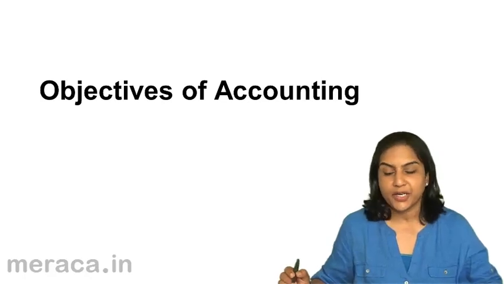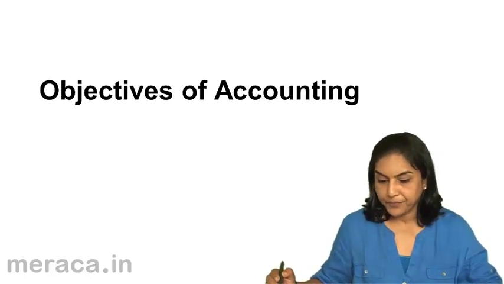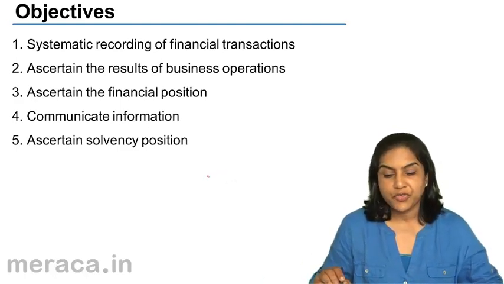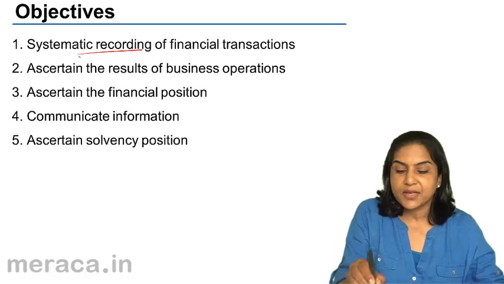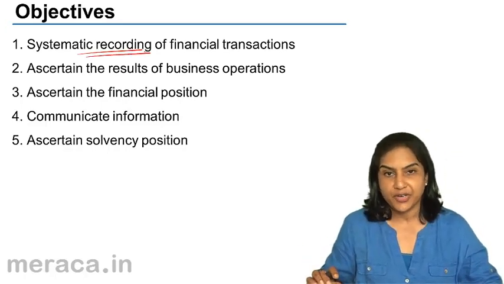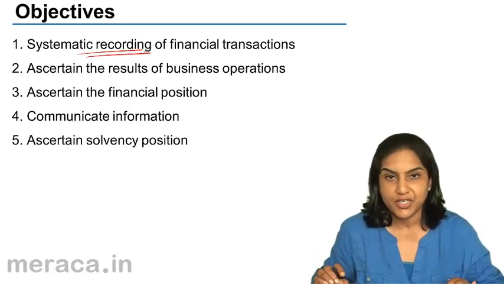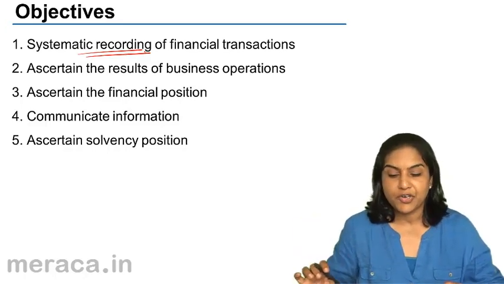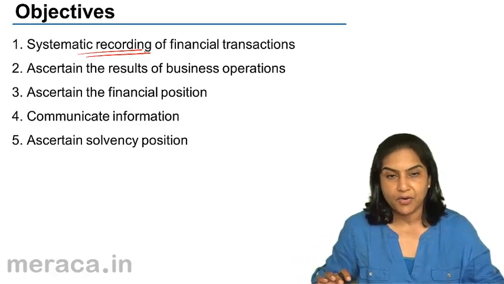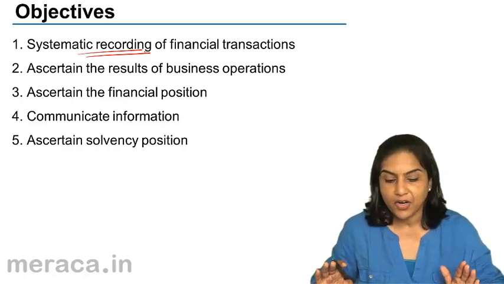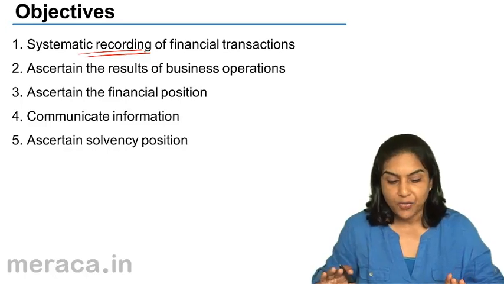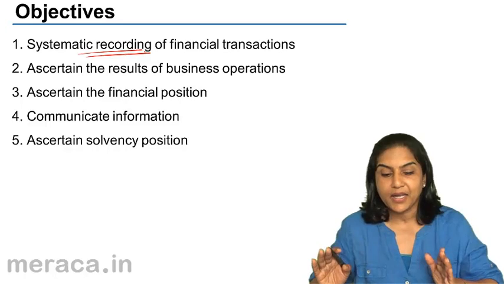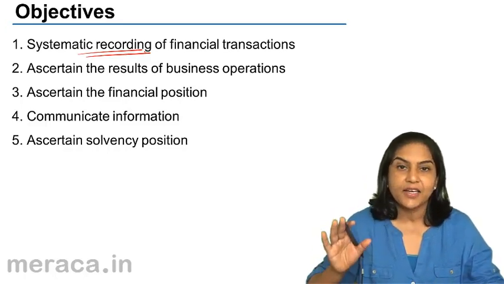What are the objectives of accounting? Objectives of accounting: one, of course, to have a systematic recording of the financial transactions. Only financial transactions, only transactions which can be measured in terms of money or monetary transactions will find their place in accounting. We need a systematic recording, and that is done through accounting. It should not be in any haphazard manner. It is a systematic recording that is facilitated through accounting.